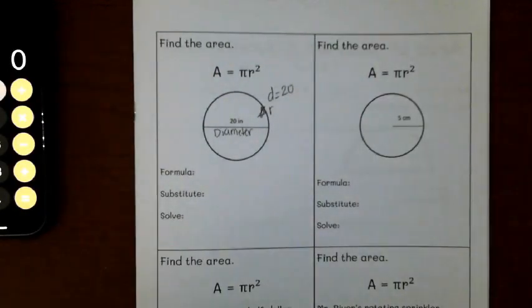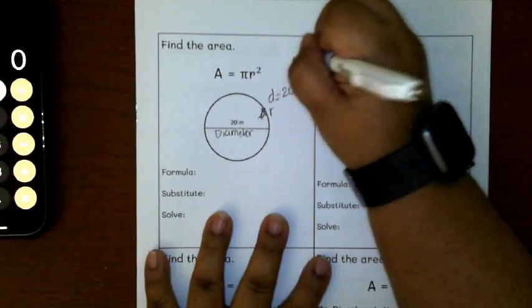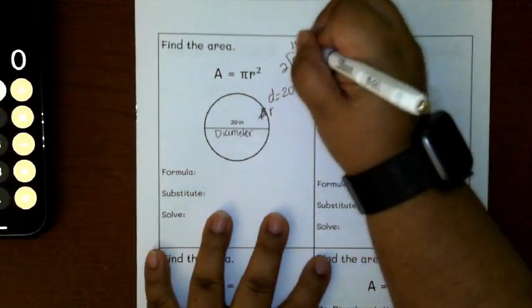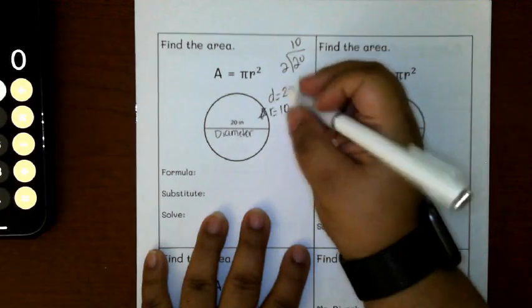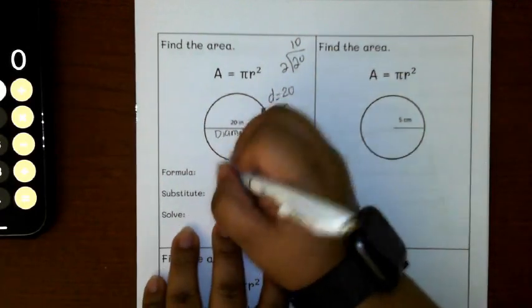So we are going to do 20 divided by 2, which is going to be 10. So radius is 10. Okay? Now, we are going to rewrite our formula. A equals pi r squared.